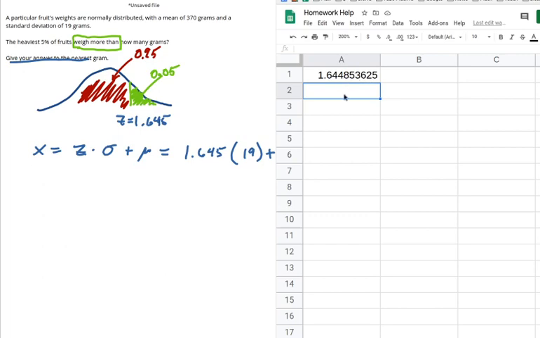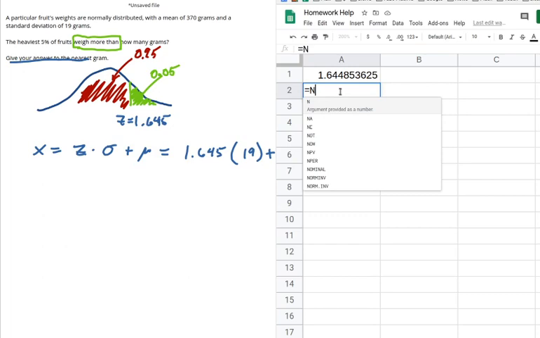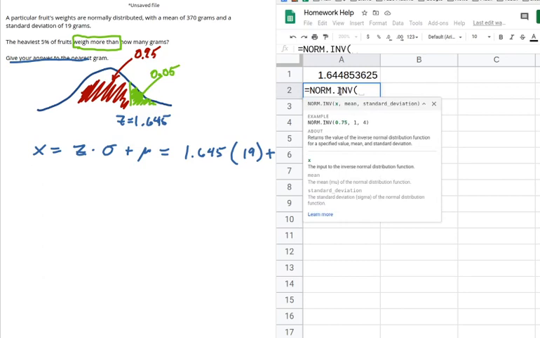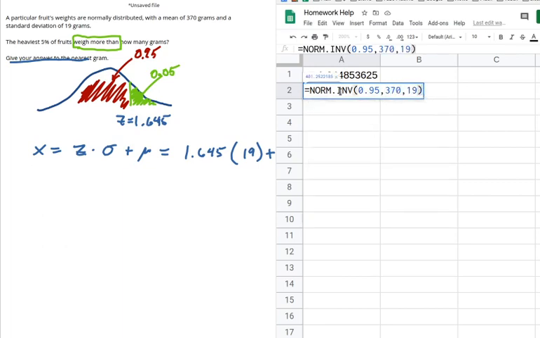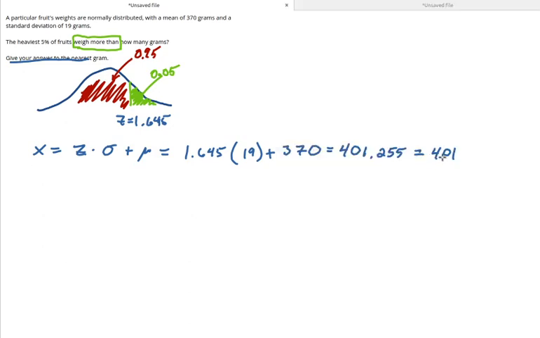So we used 1.645. I could use a more precise z-score, but it's really not going to change things that much. The other thing we could do, if we didn't want to have to deal with this conversion back into a fruit weight, is instead of the NORM.S.INV, we could use the NORM.INV. The S stands for standard, so it's going to give you a z-score. But without that, if you provide, first of all, the area to the left, then give it the mean, so in our case that's 370, and the standard deviation, it's going to do the conversion into fruit weights for you. So it gives me 401.25, round that, and again, you got 401.